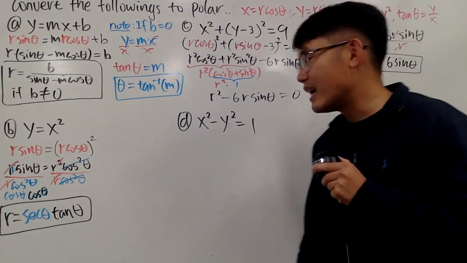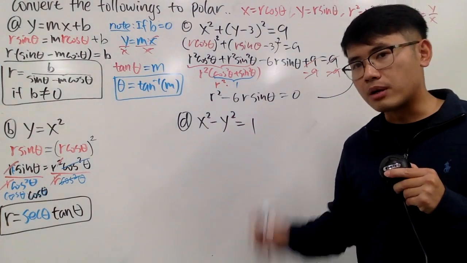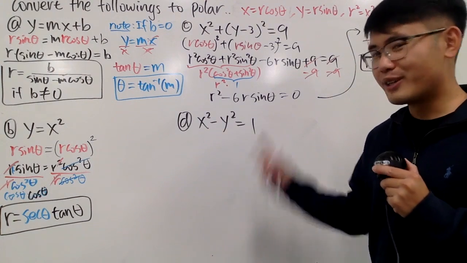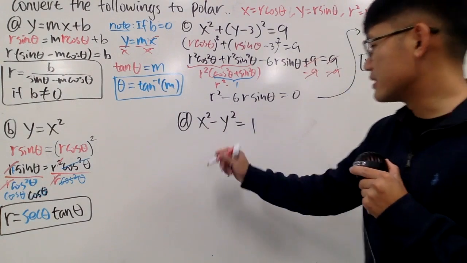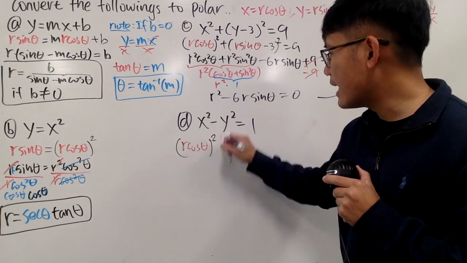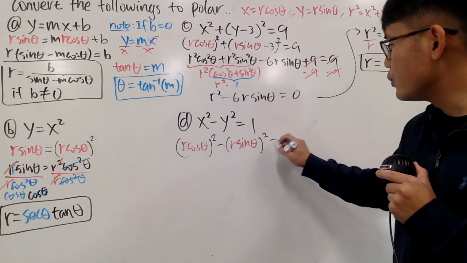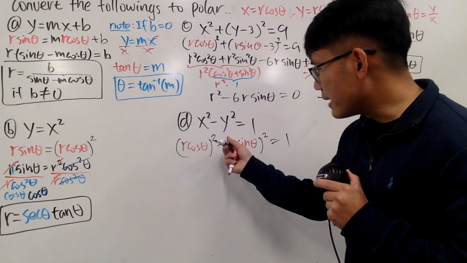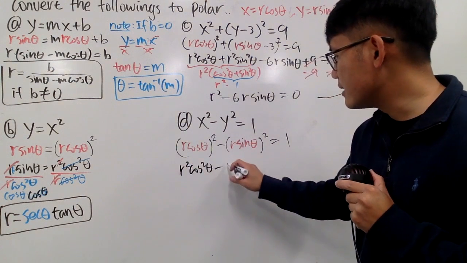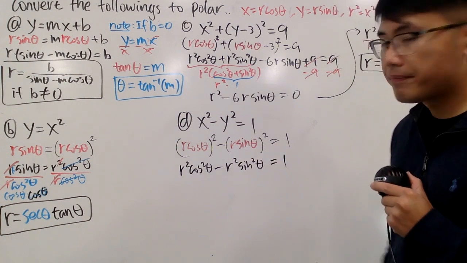And that's it. Okay, x squared minus y squared equals 1 is a hyperbola. Doesn't this remind you of sinh and cosh? Anyway, same old business. Here we go. This right here, we have r cosine theta, and we square that, and minus r sine theta, and we square that. That's equal to 1. Of course, multiply this out, we'll get r squared cosine squared theta, and this is minus r squared sine squared theta, and this is equal to 1.